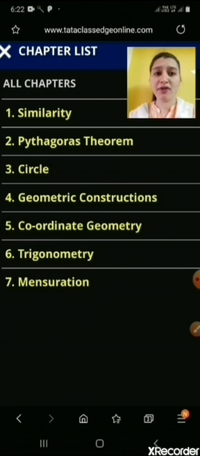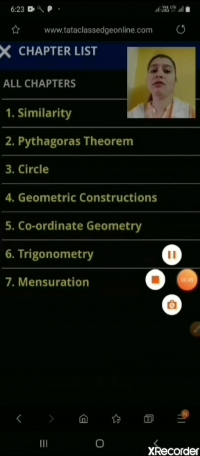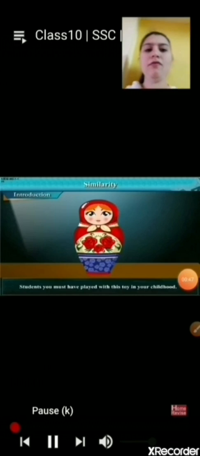So let me give you a brief idea related to these chapters. First three chapters, that is similarity, Pythagoras theorem, circle, all are theorem based chapters. Geometric construction is a construction based chapter. Coordinate geometry, trigonometry, mensuration are formula based chapters. Today we'll be starting with first chapter, that is similarity.